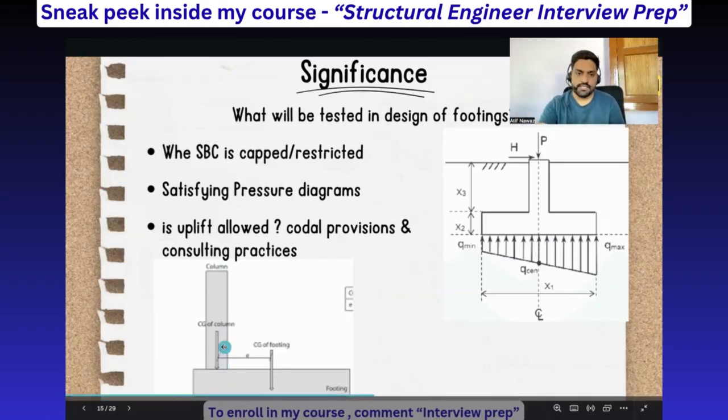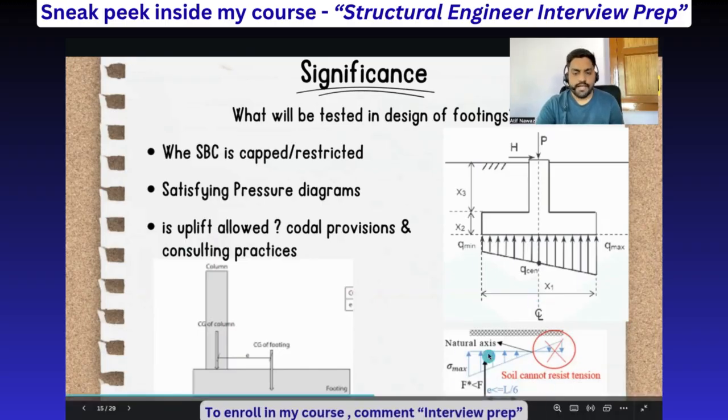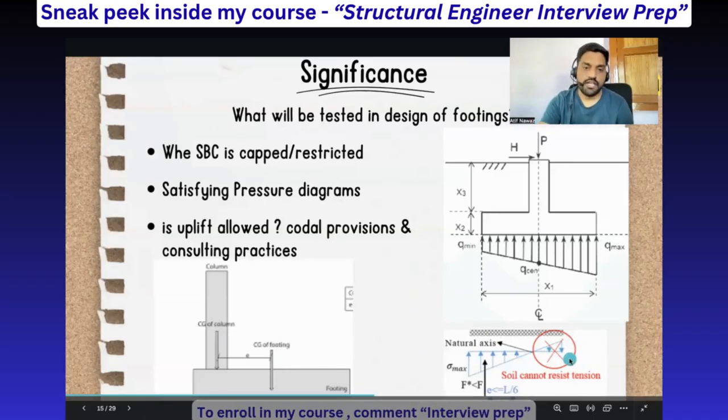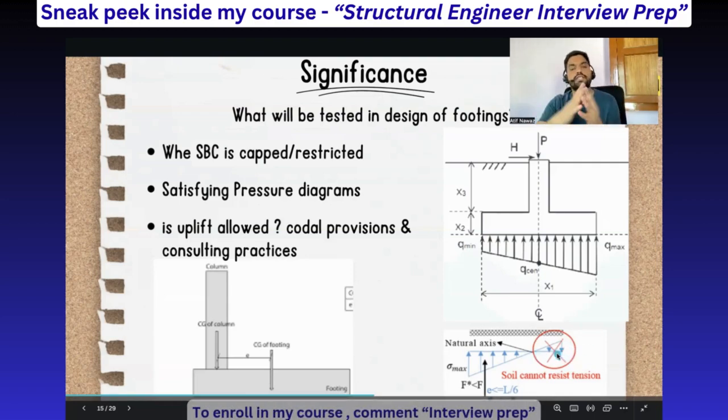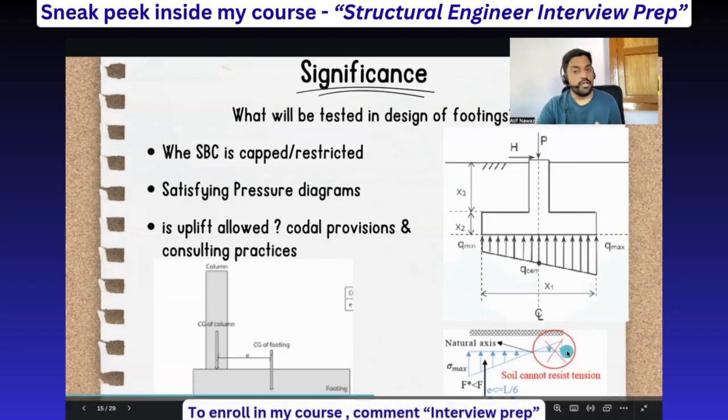Whenever there are such cases, there is something called uplift. Uplift means the maximum pressure will be positive and less than the SBC, but the minimum pressure will go less than zero. You cannot have this pressure diagram, because soil cannot take tension. So whether you are allowing any tension, or whether tension is allowed in some load cases, you should know the process. For gravity load cases, you are not allowed to have any tension.